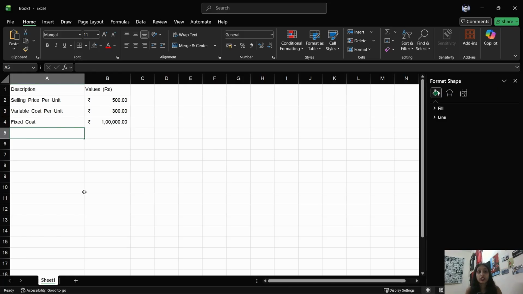So here is what these mean. The company sells one product for 500. It costs rupees 300 in variable cost per unit to make that product. The company also has 1 lakh in fixed cost which must be paid regardless of how many units it sells. Next, we'll calculate the contribution per unit and then the break even point. I'm going to write contribution per unit here.